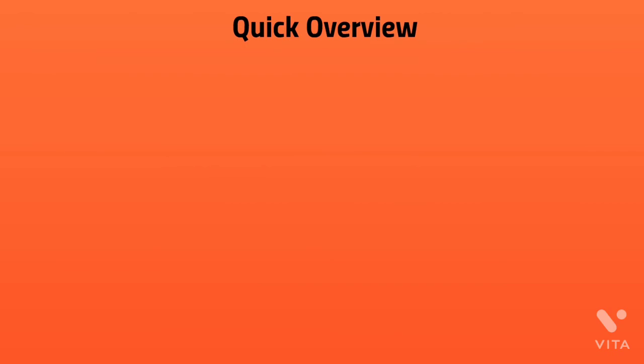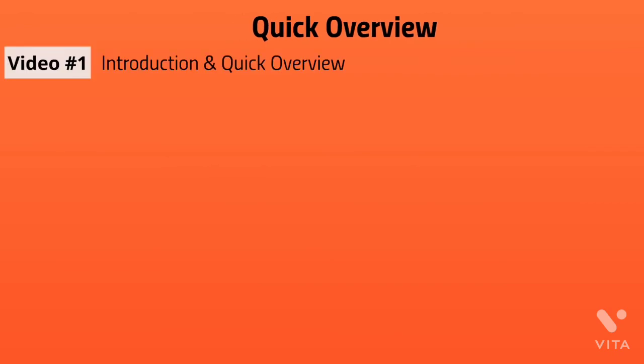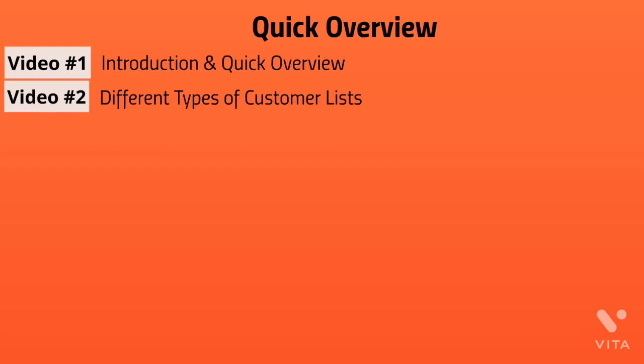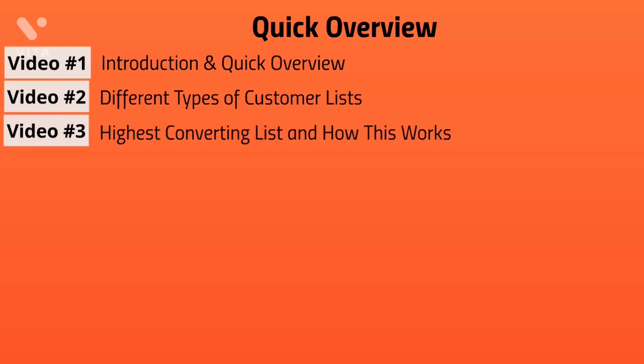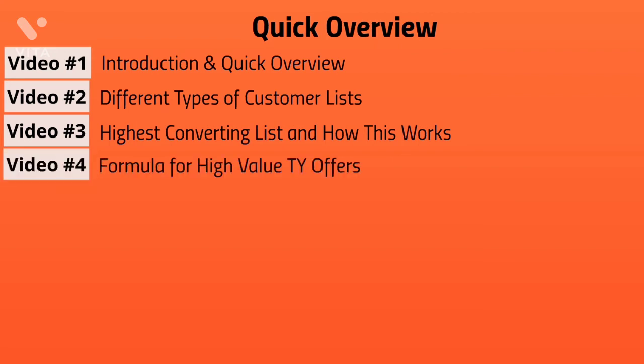Now let's talk about a quick overview of the video course so that you can get a bird's eye view of what's inside. So obviously this is video number 1. In video number 2, we're going to talk about the different types of customer lists. There are actually 2 major types, and I'll talk about that, and we're really going to focus on one particular type. In video number 3, we're going to talk about the highest converting list and how it works. So we're going to basically build upon each other. So make sure that you watch all the videos step by step, videos 1 through 9.